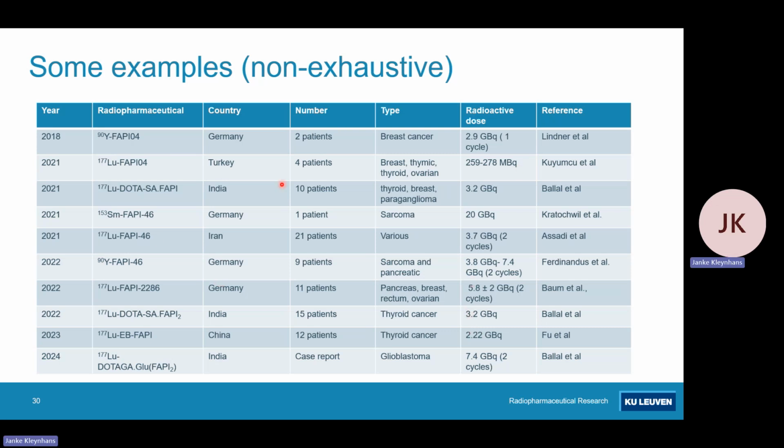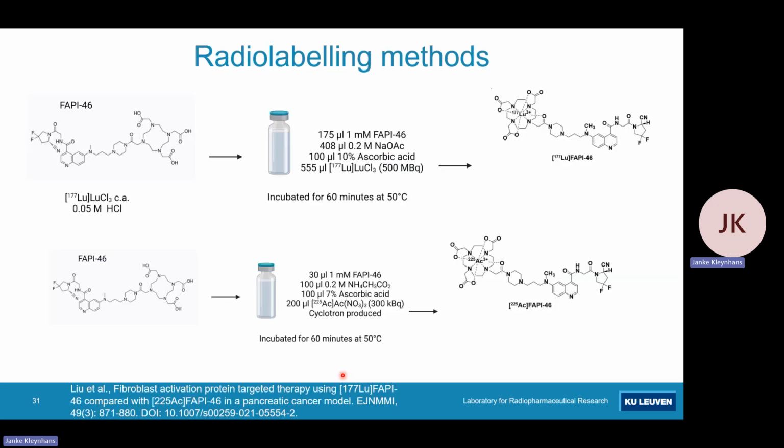So it's just clear from this picture that over the last 6 years, we have been trying multiple FAPis, we've been trying multiple radionuclides, we have been trying multiple diseases, and we have been trying multiple radioactive doses, all in small cohorts. So currently, we don't know what the best therapy is yet. So I really want to stress that.